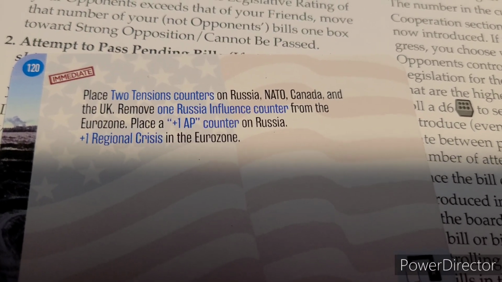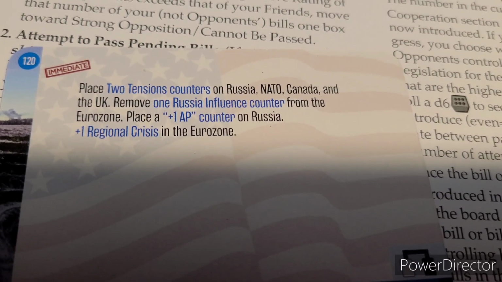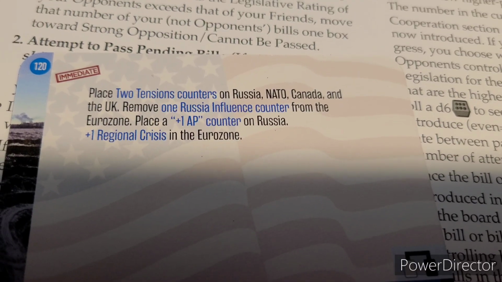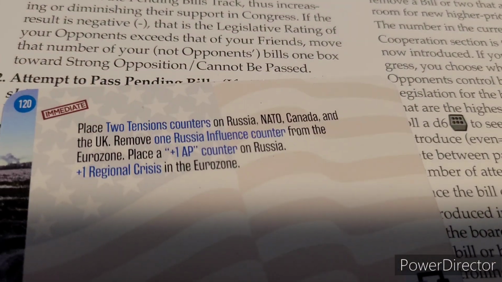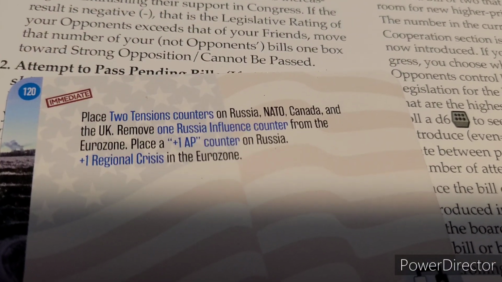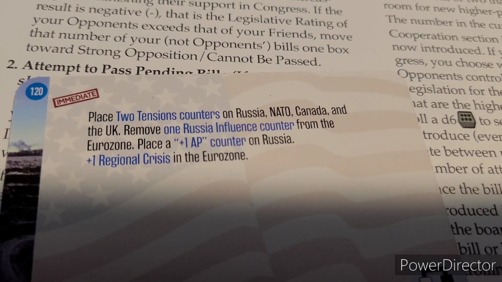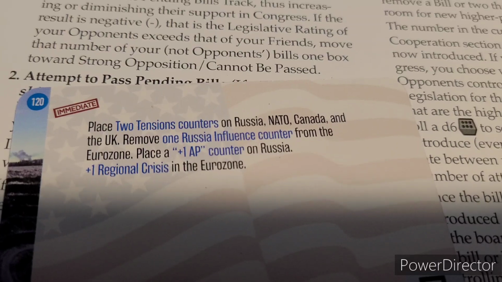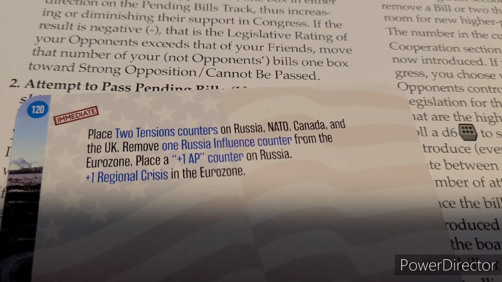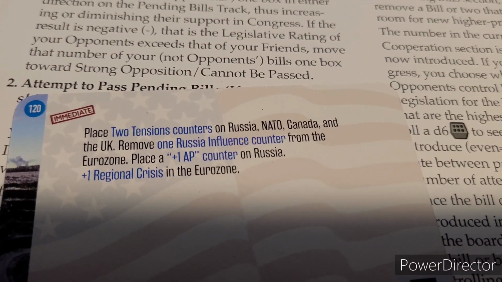On Russia, NATO, Canada, and UK, remove 1 Russia influence counter from the Eurozone. We'll take that. There is no Russia influence counter there. All right, we like that. Place 1 AP counter on Russia and 1 regional crisis in Eurozone. What's Eurozone look like? We got that pretty well down. It's getting up there now, though. Shit. All right.